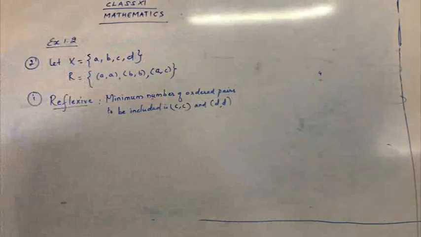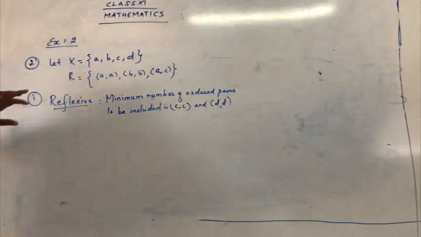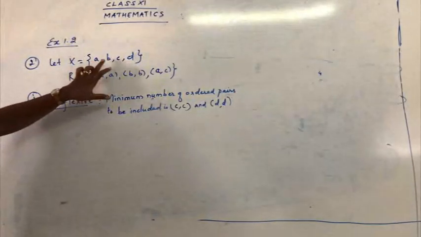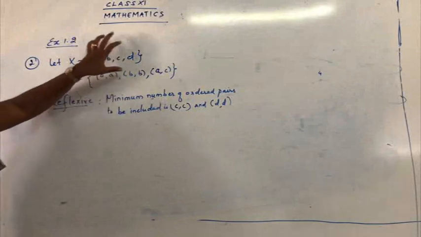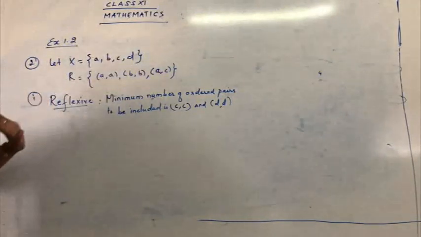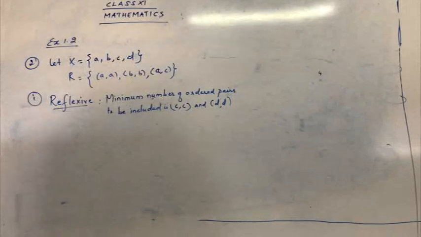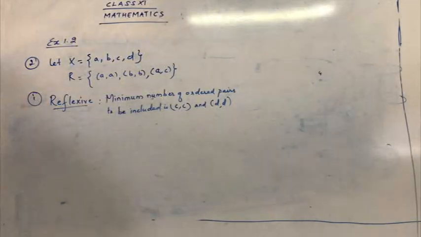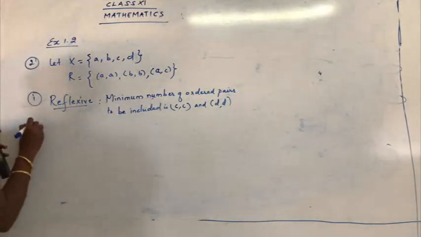I hope the first part is clear to you children. Yes, here 4 elements were there. So A is there, B is there, C is there and D is there. So we are going to focus on this part. So I have got it for reflexive, the minimum number of ordered pairs to be included. Now let's go for the second part, that is symmetric.